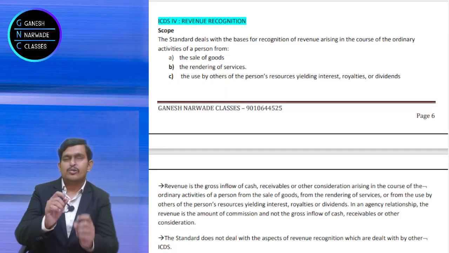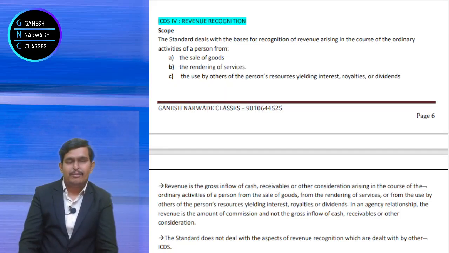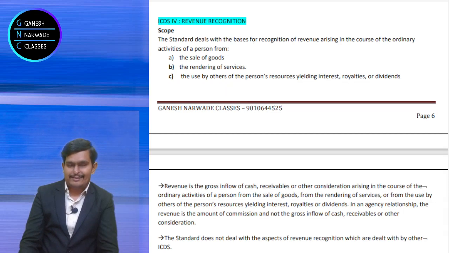Now suppose I have sold goods to somebody. Like I have a Kirana general store, I sold goods. When is the revenue? I sold a chips packet. I received 20 rupees for the packet. When I received 20 rupees, it is revenue. Suppose I sold shares. When I receive the money, it is revenue.